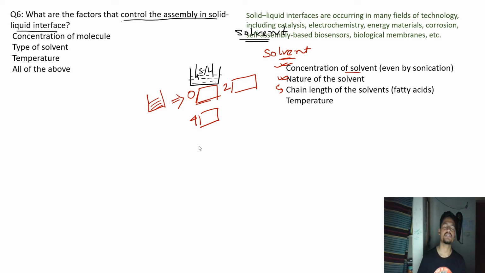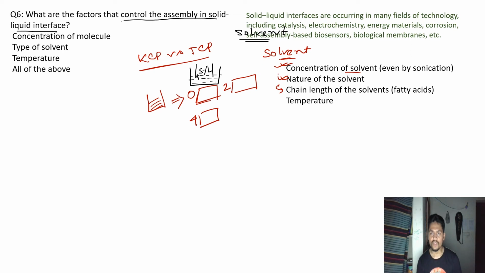And we have given a beautiful example. You can go back to the assignment 3 discussion, which is available on my YouTube channel, and that will be provided to you as well. My YouTube channel name is Tanmay Khan, PMRF-IIT Kanpur. You can go through that. There I have given the example of KCP versus TCP in the case of surfaces, as well as in basic organic chemistry. So the temperature is also very important. So what is written: the concentration of the molecule, obviously, the type of solvent, which I already said, and the temperature. That means the answer is all of the above.